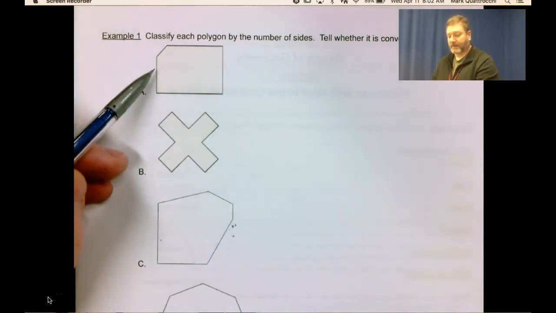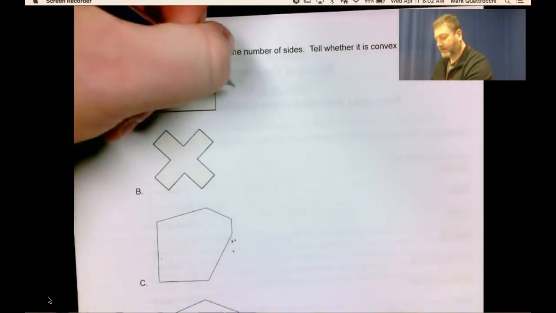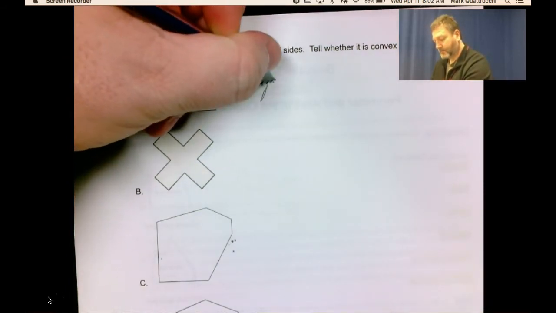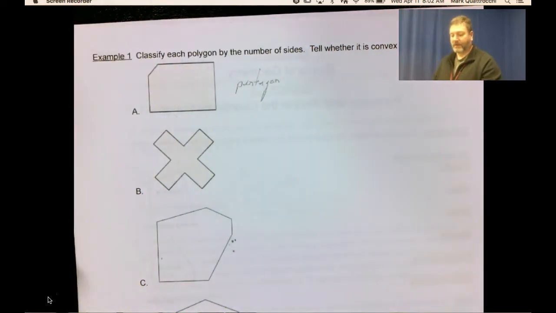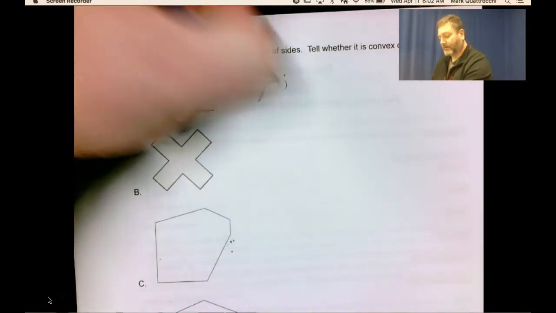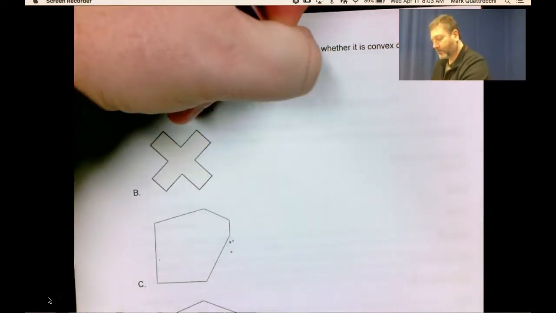So let's take a look at this polygon. 1, 2, 3, 4, 5 sides, so it must be a pentagon. I can't draw a diagonal that goes outside of this polygon, so this polygon is convex.